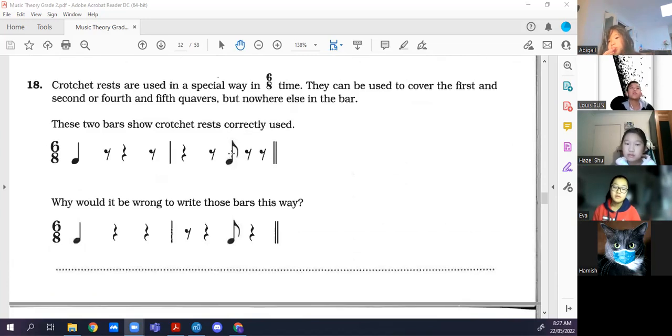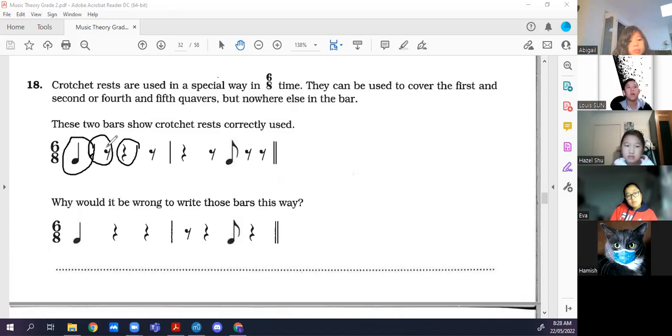Yes, rests. Okay, so with crotchet rests in 6/8 time, you can use them to cover the first and the second, or the fourth and the fifth, but you can't use it to cover the second and the third, or the fourth and the fifth, because you can't group weak beats together. But you can put a crotchet rest on the strong beat following a weak beat.